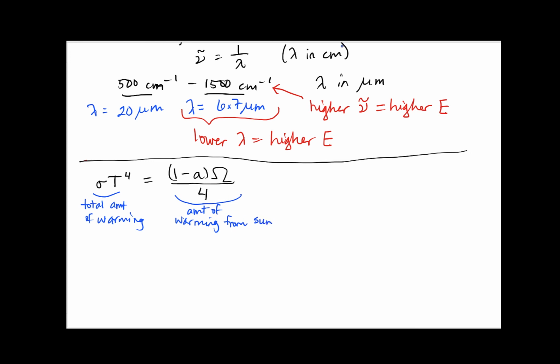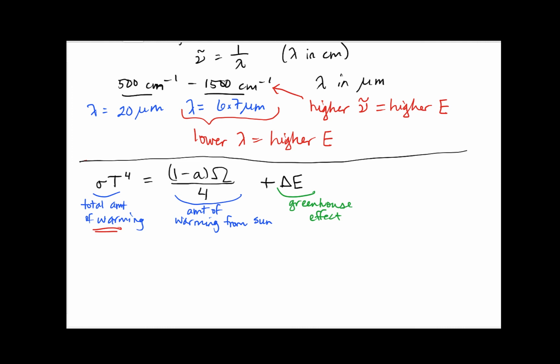So we've been talking about the greenhouse effect, and it's clear that we need to add another term that is adding some additional energy due to the greenhouse effect, because we know from before that our total amount of warming was higher than just the amount of warming from the sun, because the temperature of our Earth was higher than the amount that was predicted just from the sunlight.